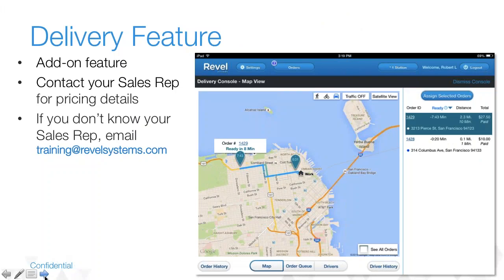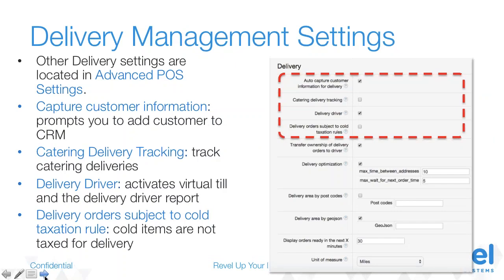So starting out with our overview and settings, as I mentioned just now, this is an add-on feature. So if you do have, for example, your own delivery drivers and your own delivery system that you want to manage within Revel, you'd want to use our delivery management feature. So you'll contact your sales rep about pricing details, how it'll work for your multiple locations if you have them. And if you don't know your sales rep, reach out to us, email us at training@revelsystems.com, and we'll point you in the right direction.